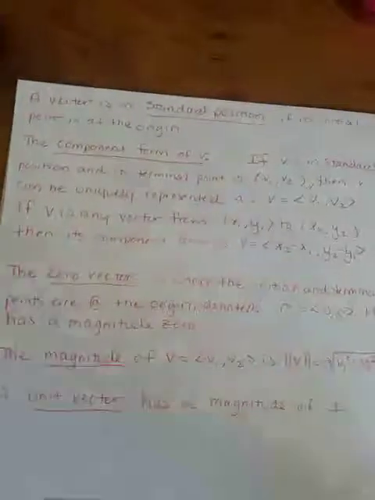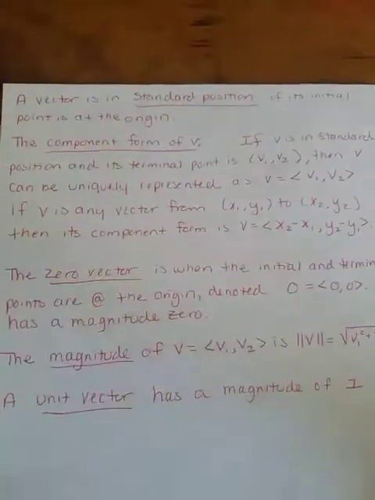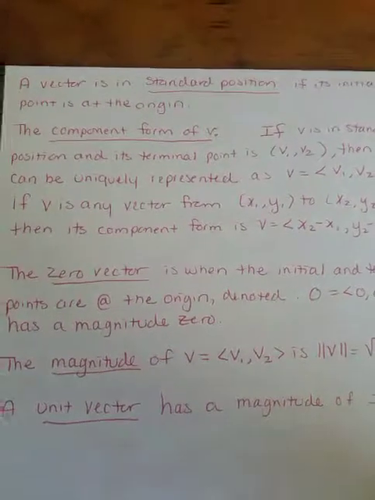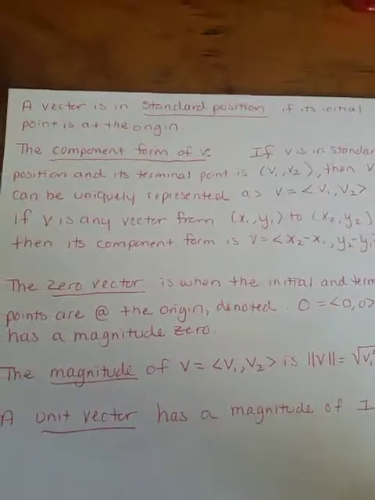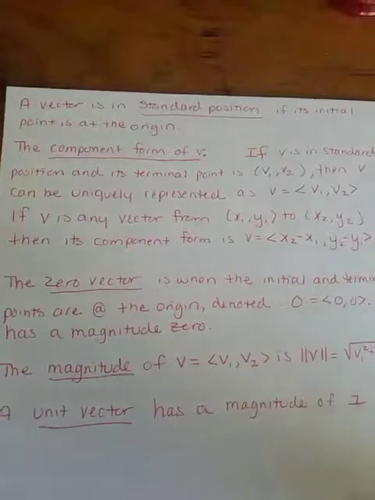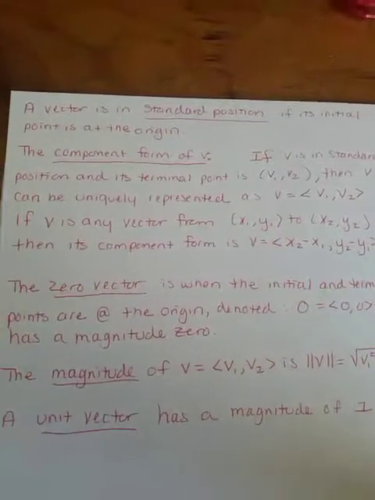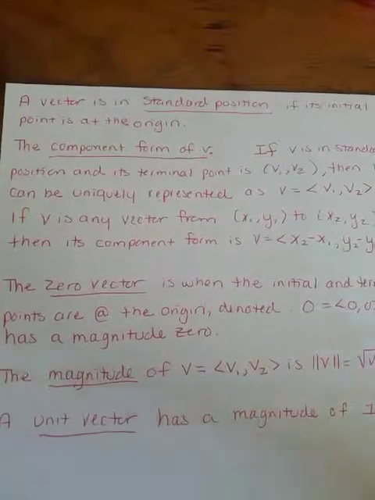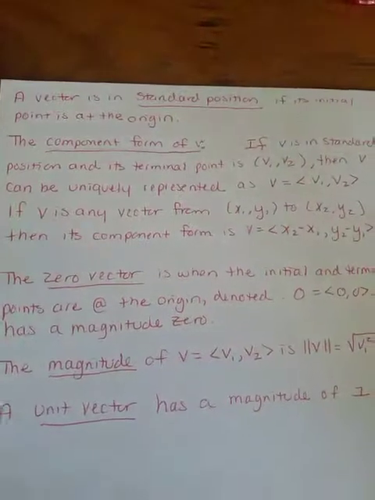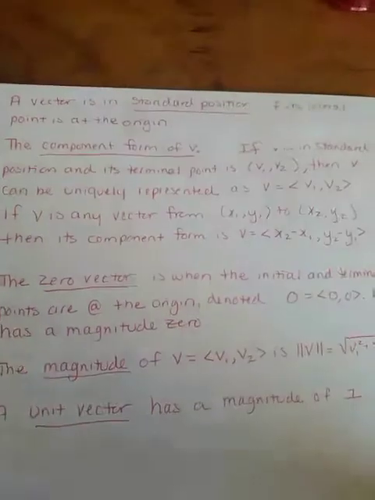All right. More notes and terminology that we need to know. A vector is in standard position if its initial point is at the origin. Think of how we talked about standard positions with angles. So that kind of makes sense. That's consistent with what we've said all along through this course.